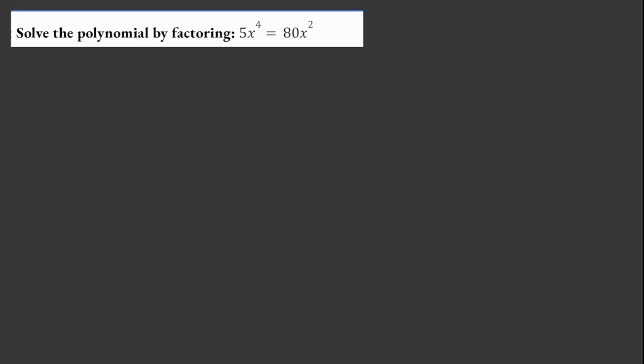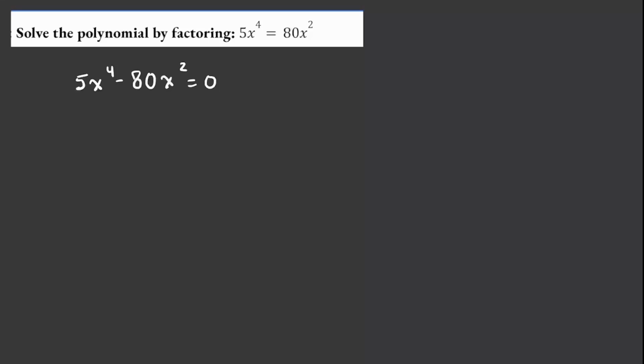In this problem, we are asked to solve this binomial by factoring. So the first thing we're going to do is move all the terms to the left-hand side of the equation. That would give us 5x to the fourth minus 80x squared is equal to 0. In order for us to factor this, the first thing whenever you're factoring is finding the greatest common factor.